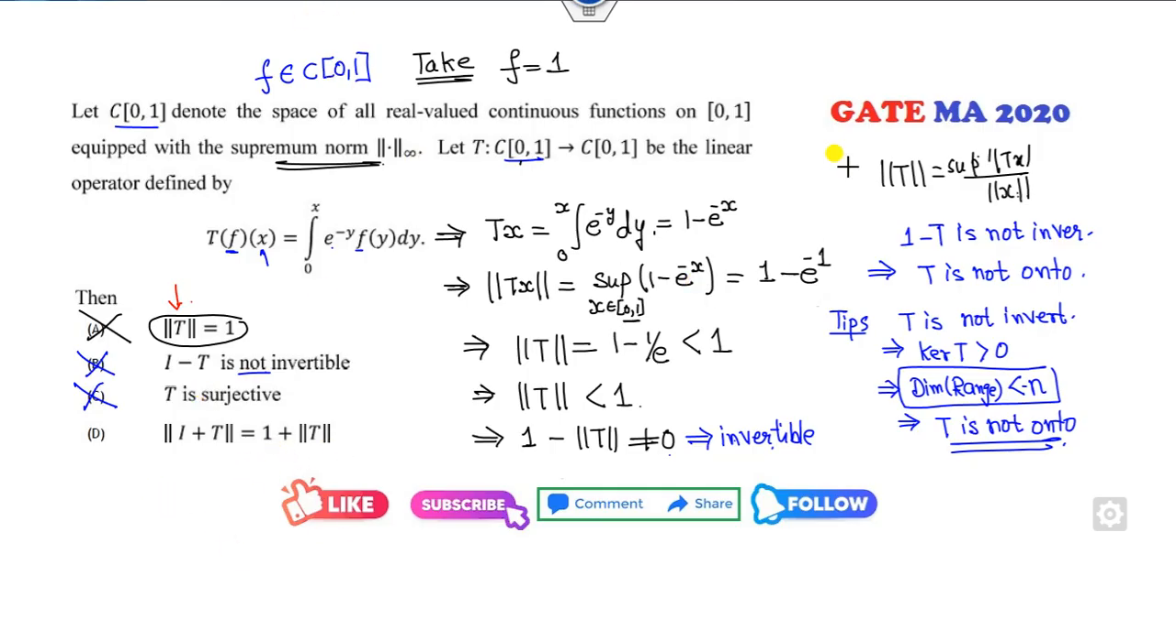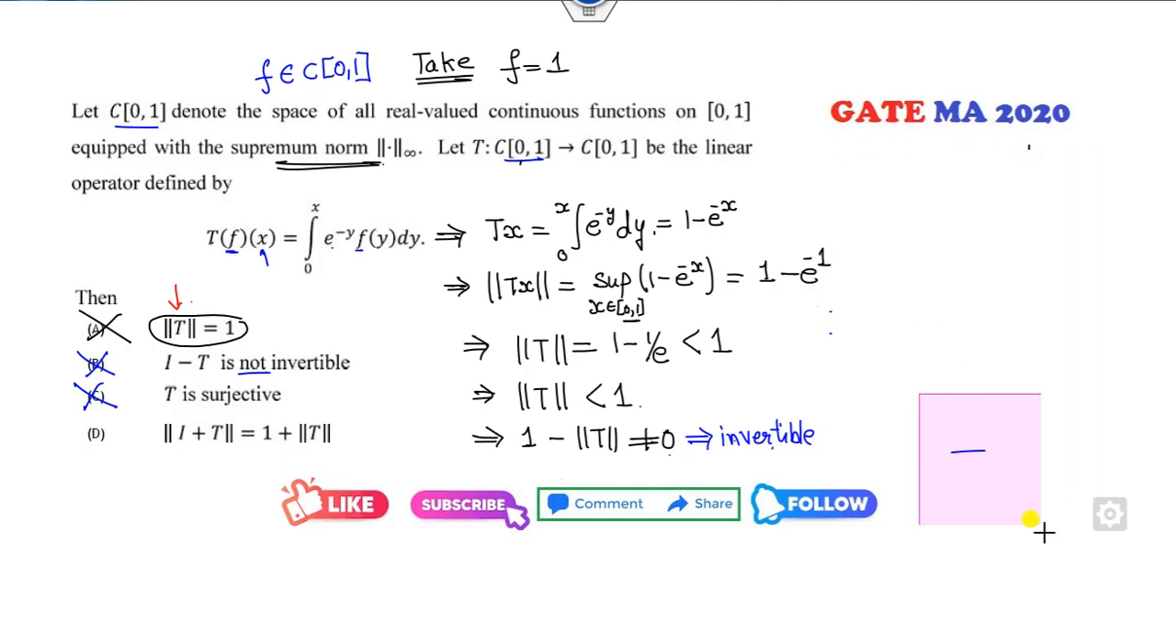But if you want to verify the last option, how it is true, again very simple. If you look at the value of this norm of T, I computed it in this manner. So what is the right hand side? Right hand side is 1 plus norm of T. It is 2 minus 1 over e. Now look at the left hand side. It is defined on this 1 plus T. So firstly, I have taken f as 1. So my Tx is here.